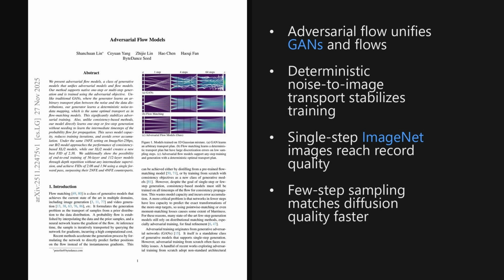So the big picture is that adversarial flow models make adversarial training behave like a clean, optimal transport map, which stabilizes learning and unlocks true one-step or few-step image generation. This shift hints at future generative systems that are both ultra-fast and extremely sharp.